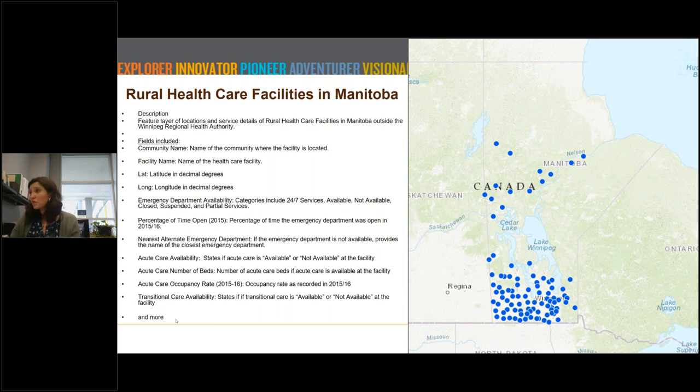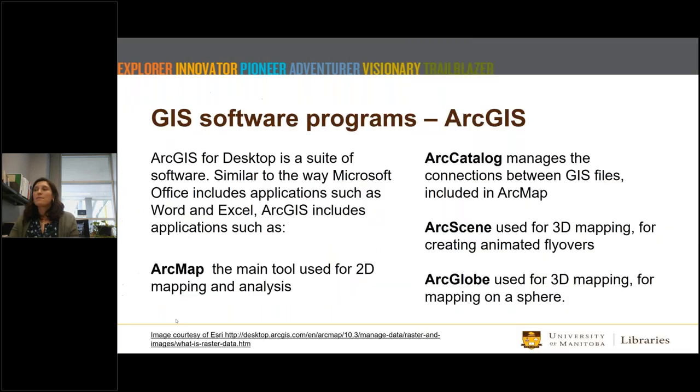Okay, so those are some different examples of health information displayed geographically, and now I'm going to talk a little bit about the different software programs that you can use to create those visualizations. So the first one is ArcGIS. I start here because it's the largest and the biggest player in the game of GIS systems.